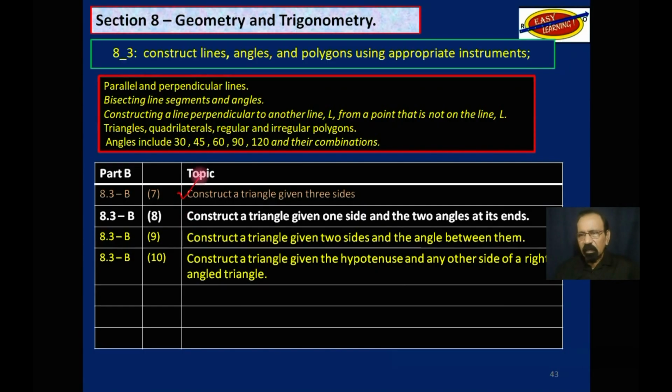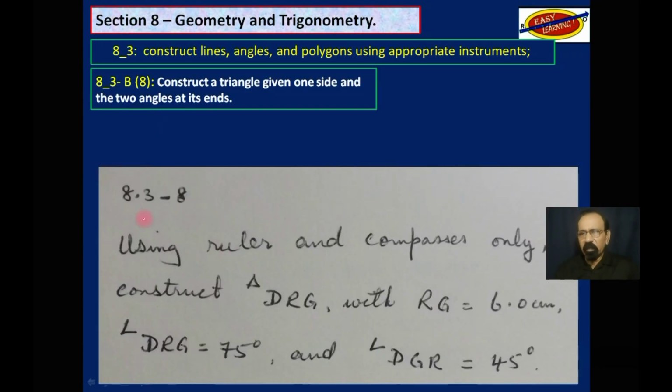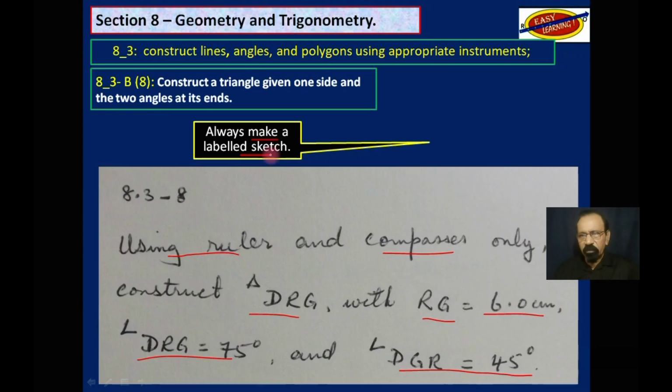So we finished that. Construct a triangle given 3 sides. Now we are here. Construct a triangle given one side and the 2 angles at the ends of that side. So this is the question. Using ruler and compasses only, construct triangle DRG with RG equals 6.0 centimeters, angle DRG equals 75 degrees, and angle DGR equals 45 degrees. So we will make a sketch first.